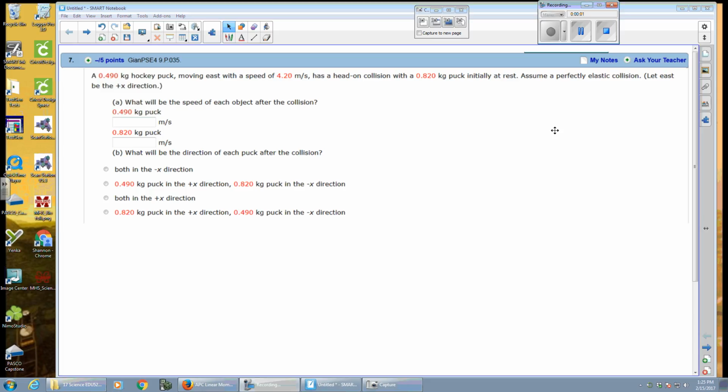So Liz, this is it, right? The hockey puck's hitting, moving east. No matter what happens, by being an elastic collision, we know for sure that momentum and kinetic energy are conserved.